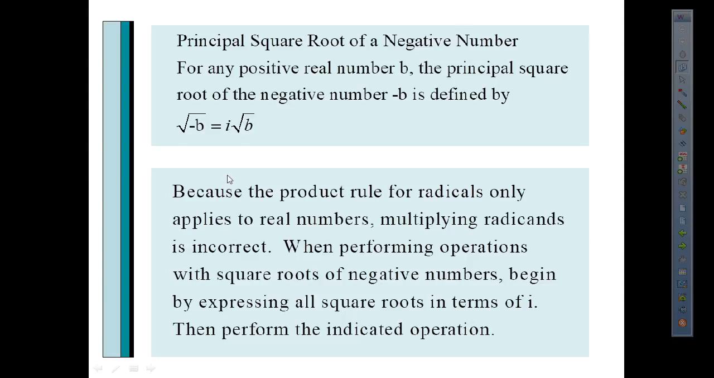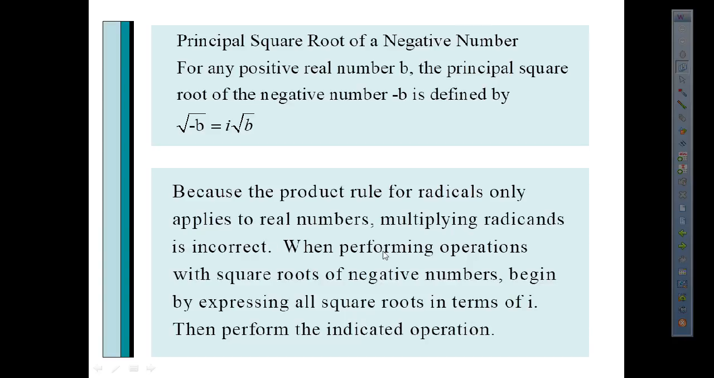The only time that you do the plus or minus is when you introduce the square root in the process of solving it. So if you take the square root, and it's not part of the actual problem, then that's where you put the plus or minus in. Now, because the product rule for radicals only applies to real numbers, multiplying radicands is incorrect. When performing operations with square roots of negative numbers, begin by expressing all square roots in terms of i. Then perform the indicated operation.